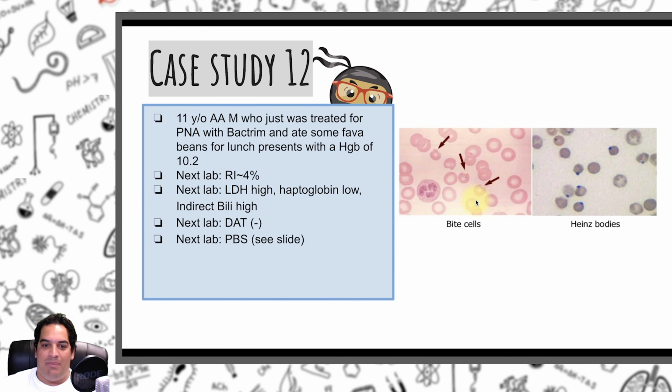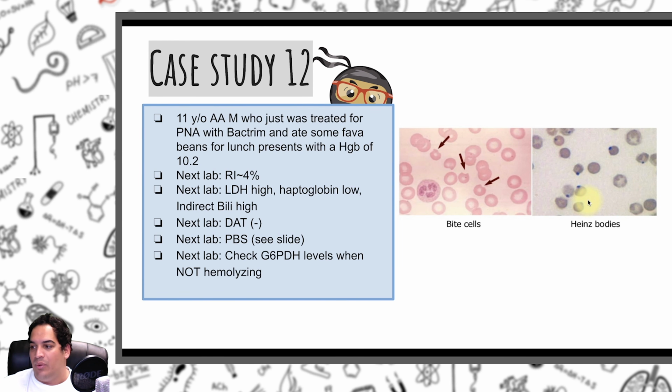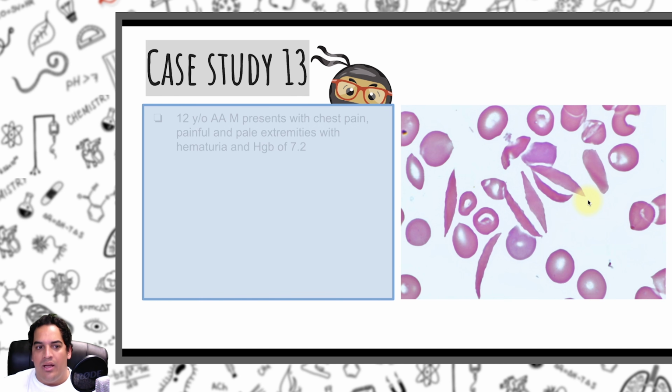What I tell you was the big words to think about: Bite cells and Heinz bodies. G6PD deficiency. What do you actually want to check for G6PD deficiency? The enzyme levels. But do you check it while they're hemolyzing? No, you have to check it when they're not hemolyzing. So check it again when they're not in a hemolytic state, to see if it's low. What's my likely diagnosis? G6PD deficiency. Oh man, we're going. All right, next one.